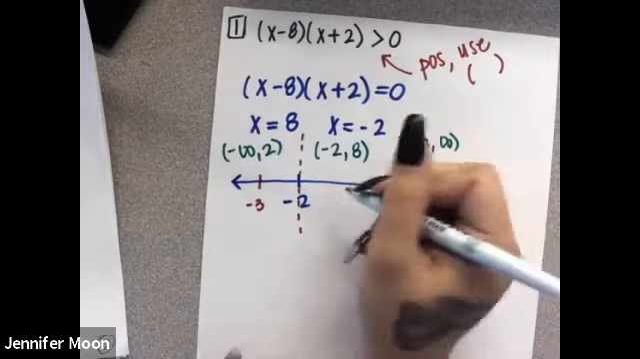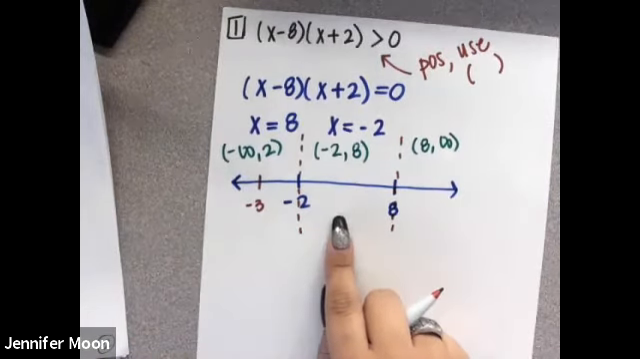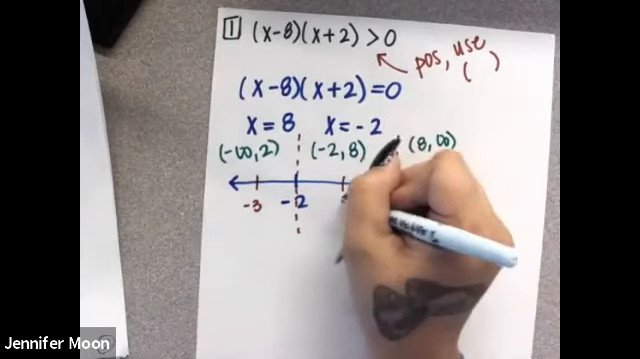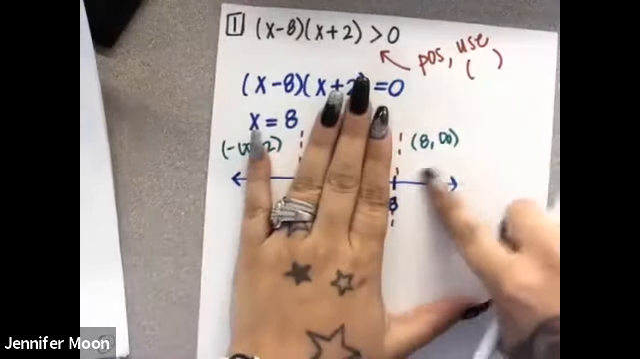Okay, and then what would a good test point be here, y'all, to use? 0? Yeah, because 0 is in between. It doesn't have to be completely split down the middle. It honestly could be any number you want, okay? I personally am going to use 0. Okay, and then what would y'all choose for a test point that's in this interval?